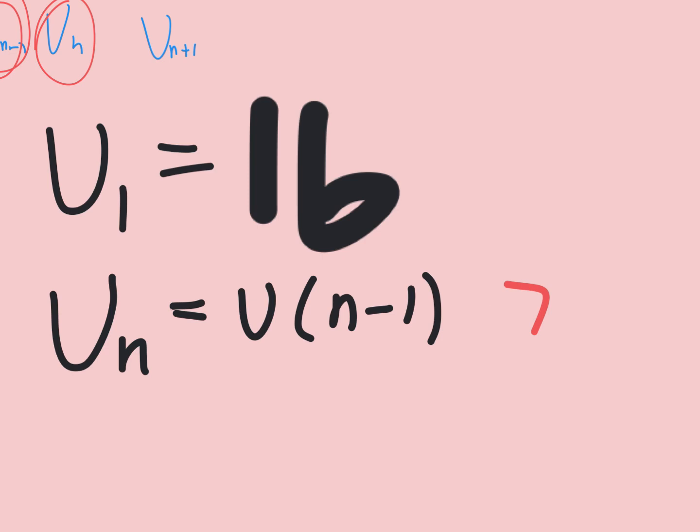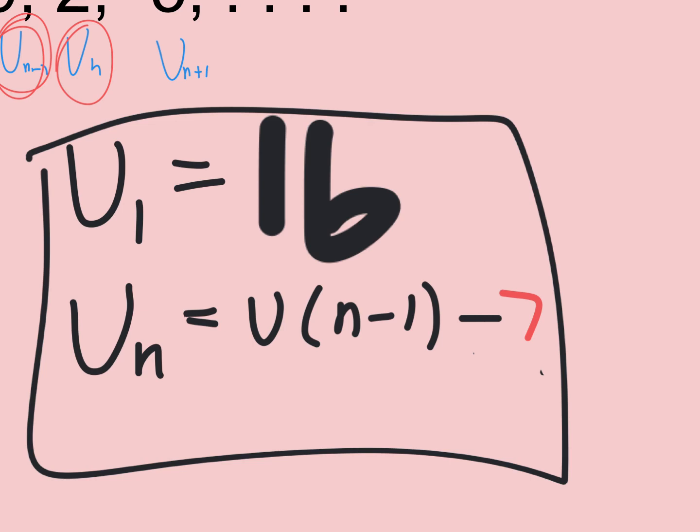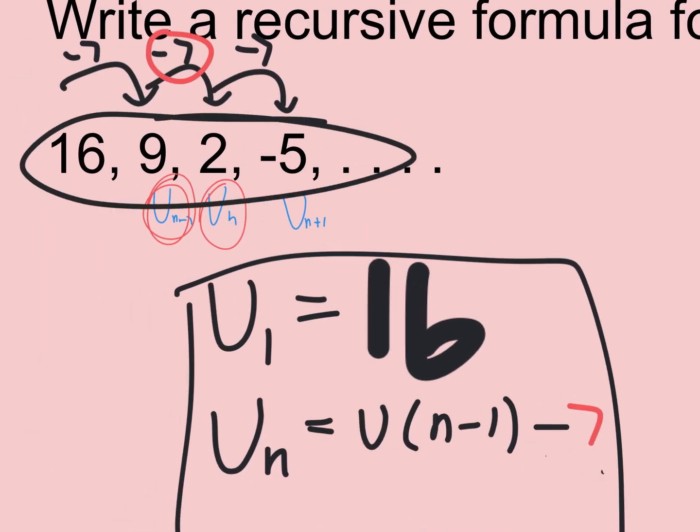You put it in parentheses. If I did this, that would mean I want you to times by 7 each time. When you put in parentheses, that means times by. Okay? All right. So this is a recursive equation that I wrote for this sequence.